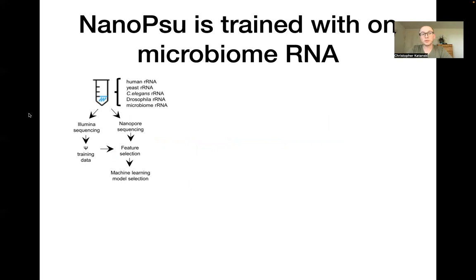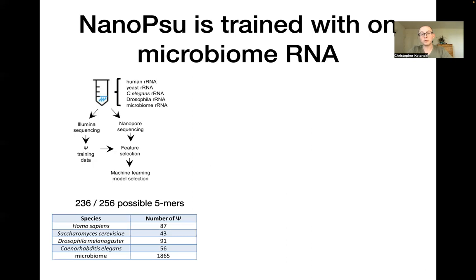And we combine the RNAs and split them for either Illumina style sequencing or nanopore sequencing. And so the Illumina sequencing helps us validate where the pseudo-U sites are. And the nanopore data is what we're going to use to train and predict our pseudo-U sites. Because we used such a diverse set of different RNAs, we find that we can cover 236 of the 256 possible 5-mers. So that's a pseudo-U with 2 nucleotides on either side. And this diversity lets us train our machine algorithm with a broad set of data.